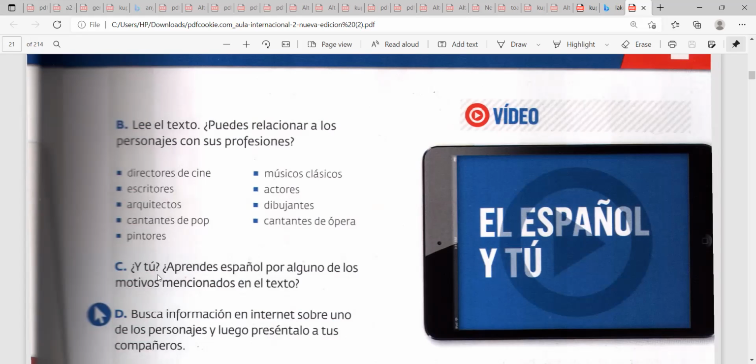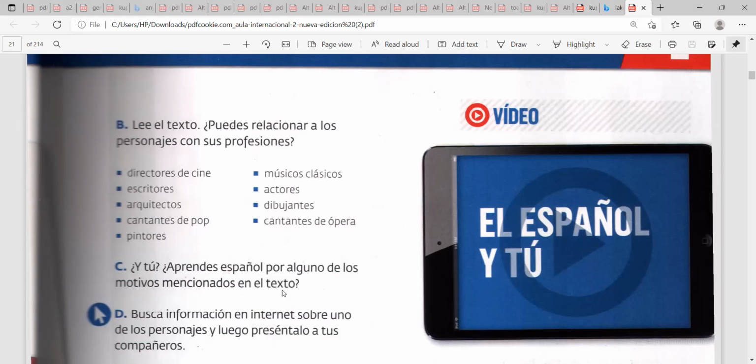Y tú, and you. Because over here, tú puedes relacionar a los personajes con sus profesiones. Y tú, and you, aprendes español por alguno de los motivos mencionados en el texto. Aprendes español, you learn Spanish. For alguno. Repetir, por favor. Alguno, we have for some. De los motivos, for some of the motives. Is it clear to you?